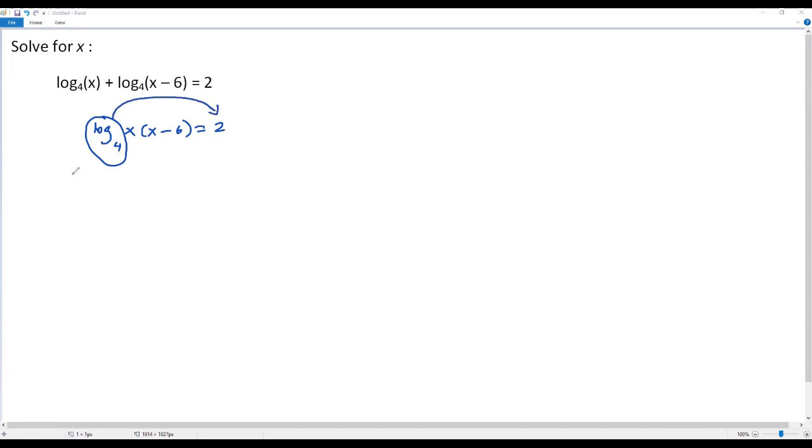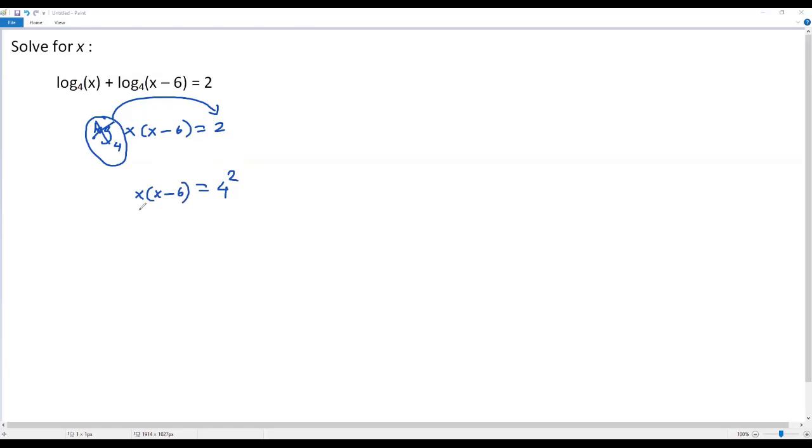So we have to move this log base 4 to the other side of the equation. When I move it, we ignore the logarithm and consider only the base 4 on the other side. The value which already exists on the other side becomes the exponent of this base 4. That is, we have 4 squared. And now we write the argument as it is on the left side. Then I'm getting x times (x minus 6).